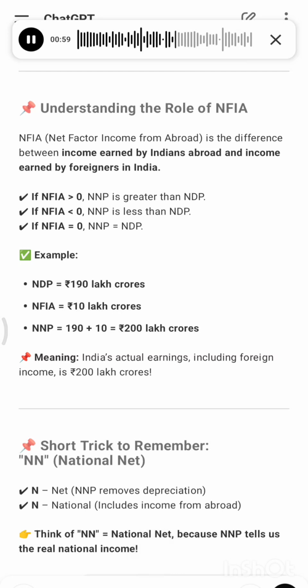Understanding the role of NFIA. NFIA, net factor income from abroad, is the difference between income earned by Indians abroad and income earned by foreigners in India. If NFIA is positive, NNP is greater than NDP. If NFIA is negative, NNP is less than NDP. If NFIA equals 0, NNP equals NDP.